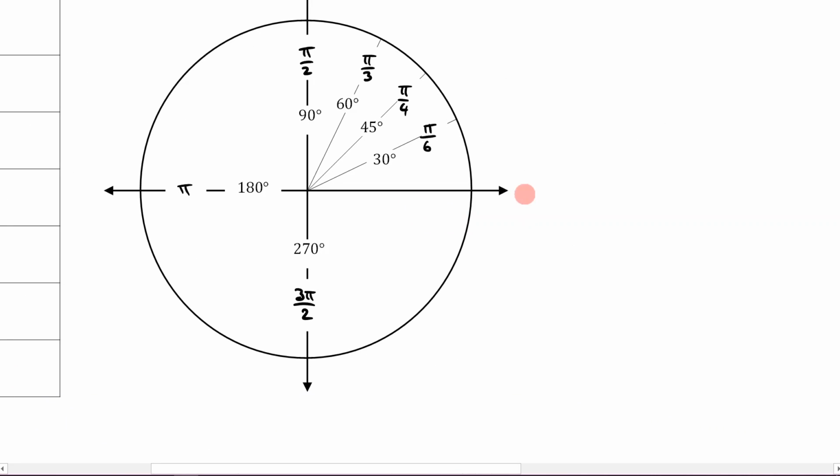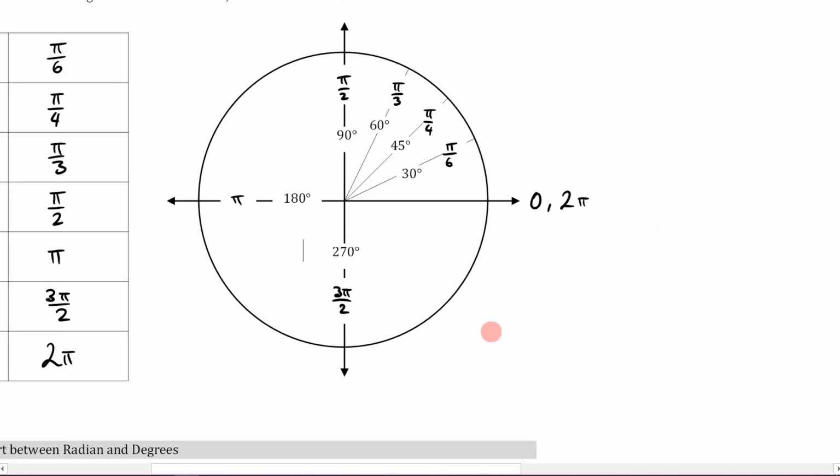So it's important to realize here that this is also 0 and 2 pi. And then you could keep going around. It's also 4 pi. It's also 6 pi. If we just keep going around that circle, and we're going to see that later on. But for now, let's just think of it as 0 and 2 pi.